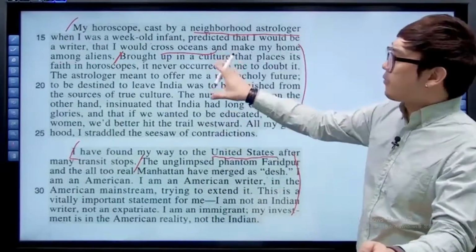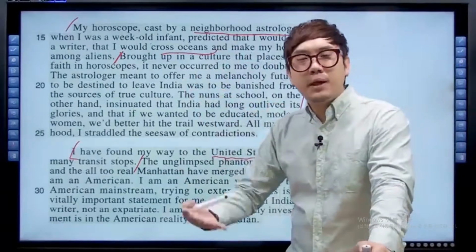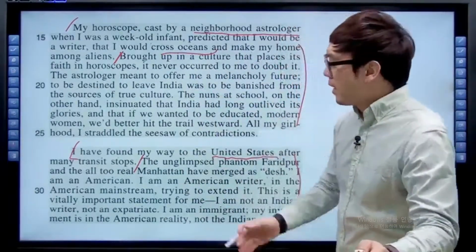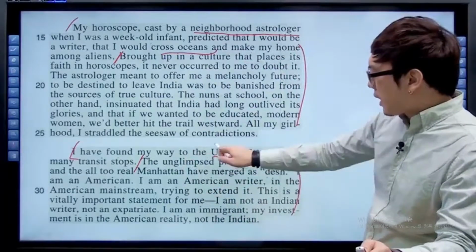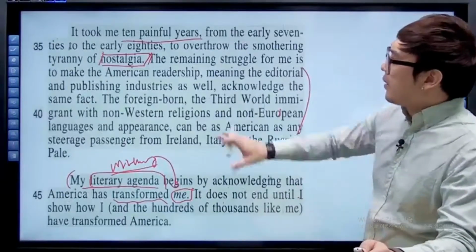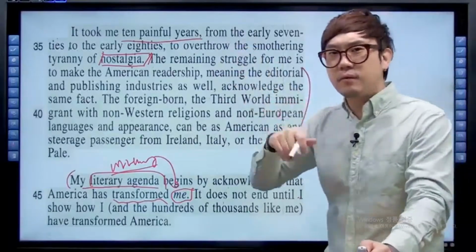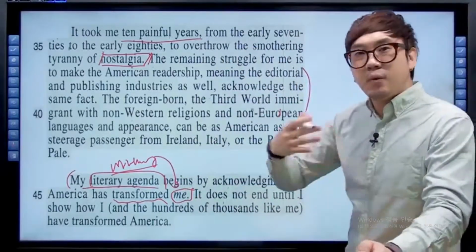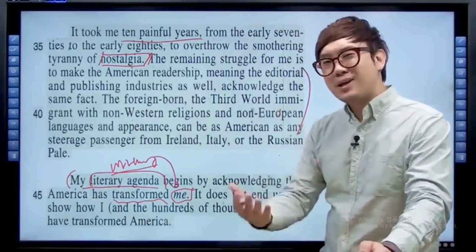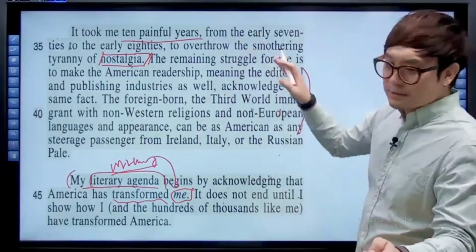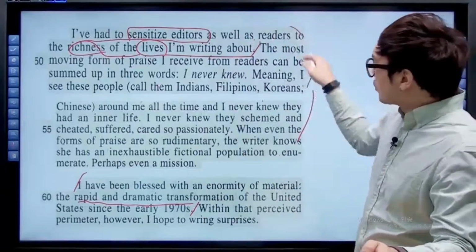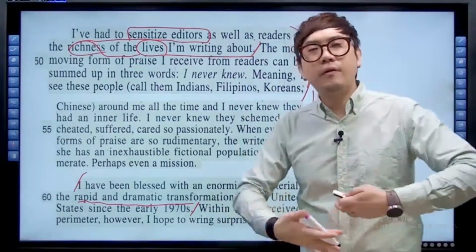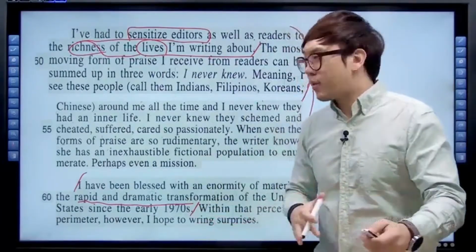And then the second paragraph talks about how she was destined, how she feels that she's destined to become a writer. And then the third paragraph talks about how she moved to the States. And then the fifth paragraph talks about how it was difficult for her to adjust to the new world. And then it says, my literary agenda, as in what she wants to write about, or what she actually writes about. And then the next paragraph talks about how she had to sensitize the editors and the readers of the lives that she was going to write about, right?